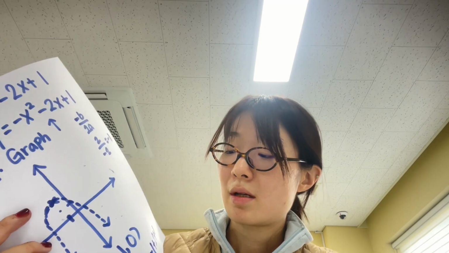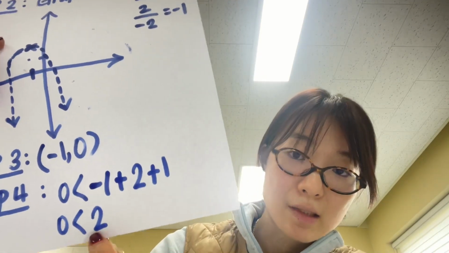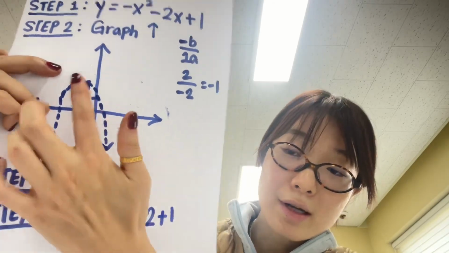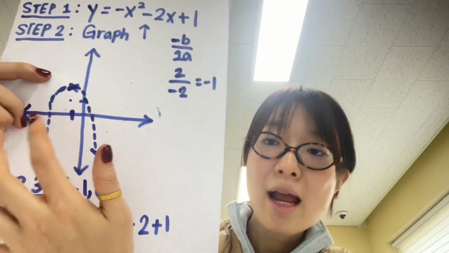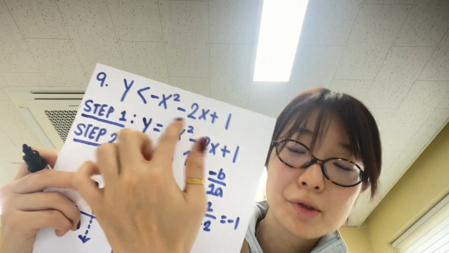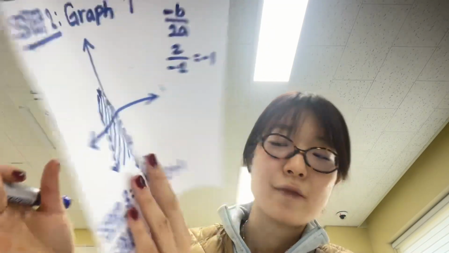Step 4. So 0 is smaller than or equal to -1 squared, which would be +1, -1 plus 2 plus 1. So 2. Right? Yes, and 0 is indeed smaller than 2. So all the points inside of the parabola are true to this inequality statement. So I'm going to go ahead and shade all the points underneath right here.